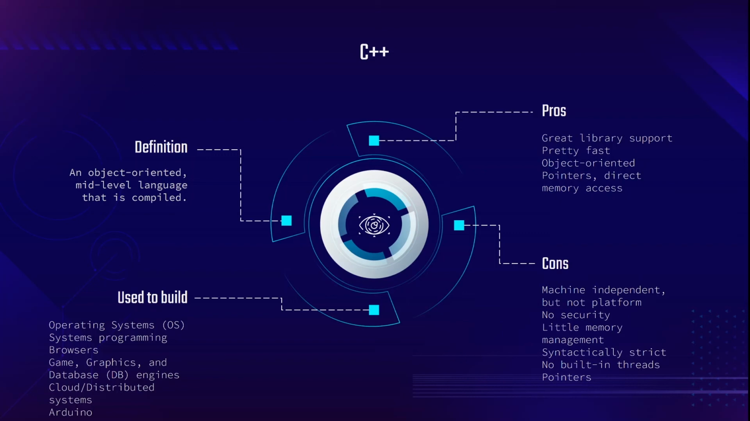What is it used to build? It's pretty much everything, but to give some big boy ideas: operating systems, henceforth referred to as OS, systems programming, browsers themselves, games, graphics, and database engines, henceforth referred to as DB, cloud and distributed systems, and Arduino. Arduino uses something called C and C++. It's like a combination of the two. You might see that in some of these, but it just uses C++. Let's just put it that way.